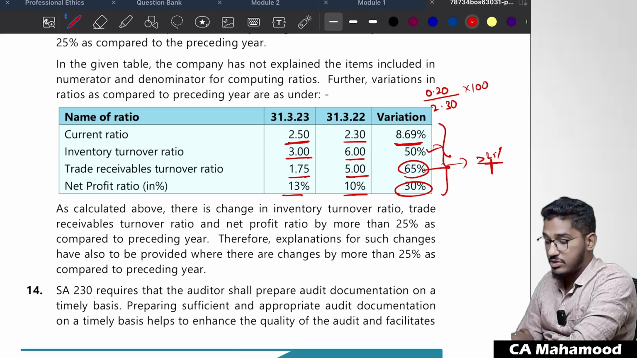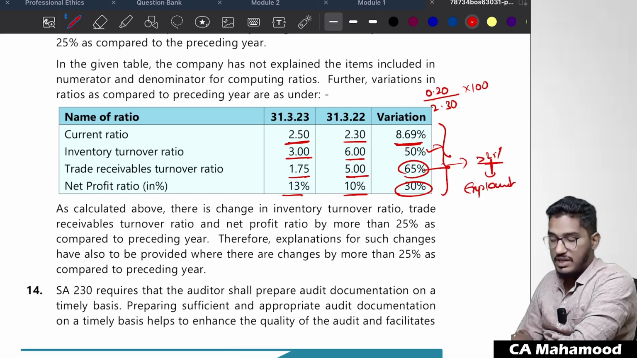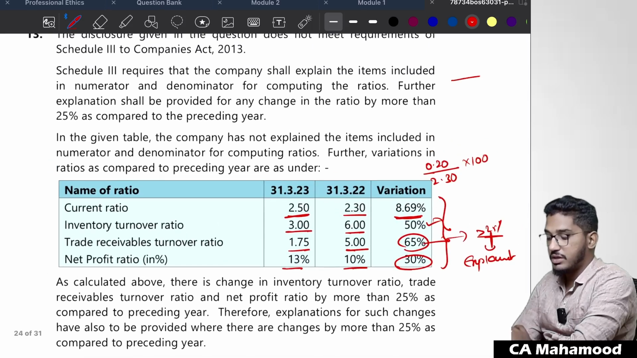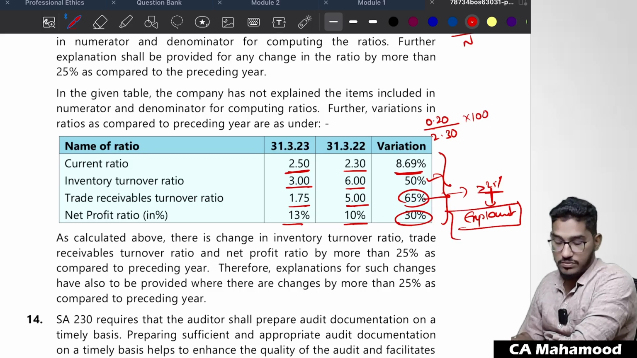This has to be given, this has to be reflected, and explanation also has to be offered why this difference of more than 25% is there. So this is what is missing in the disclosure. They did not give what is the denominator, what is the numerator, that they did not give the disclosure. In addition to that, since the deviation is more than 25%, they did not even offer the explanation also.